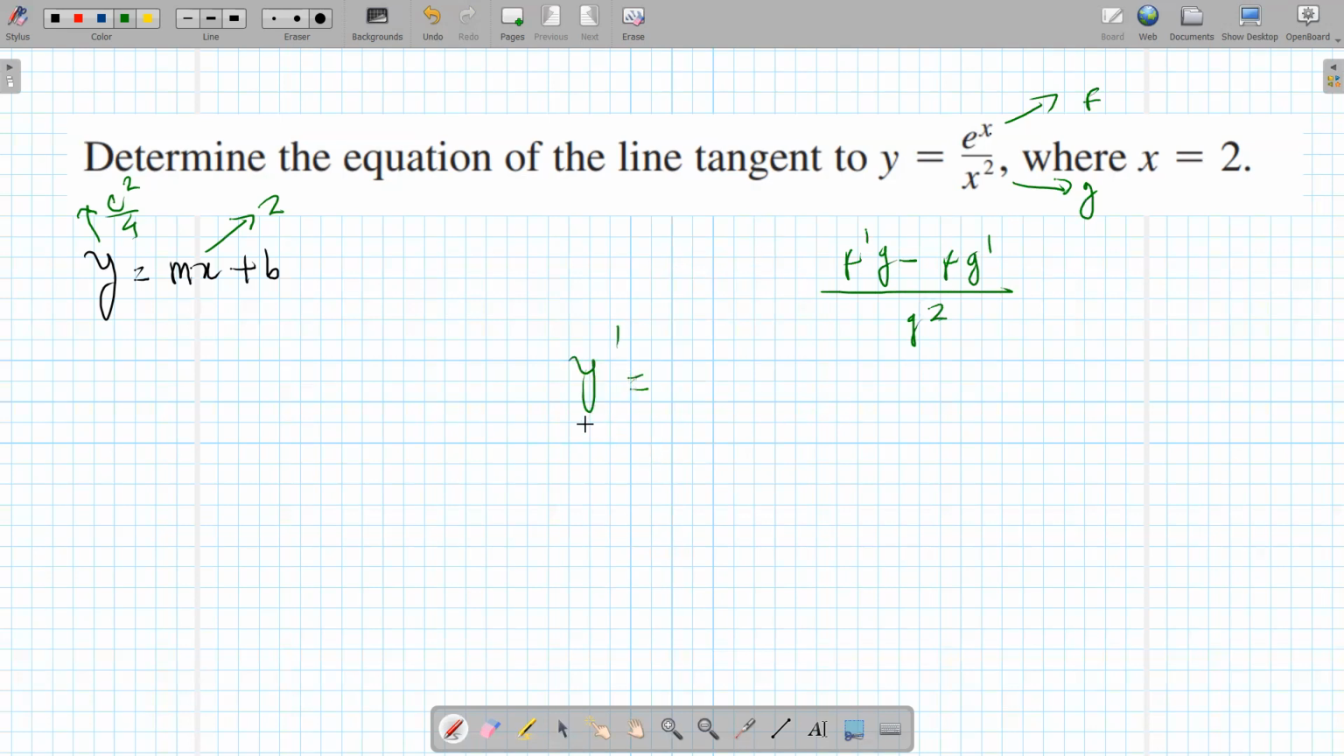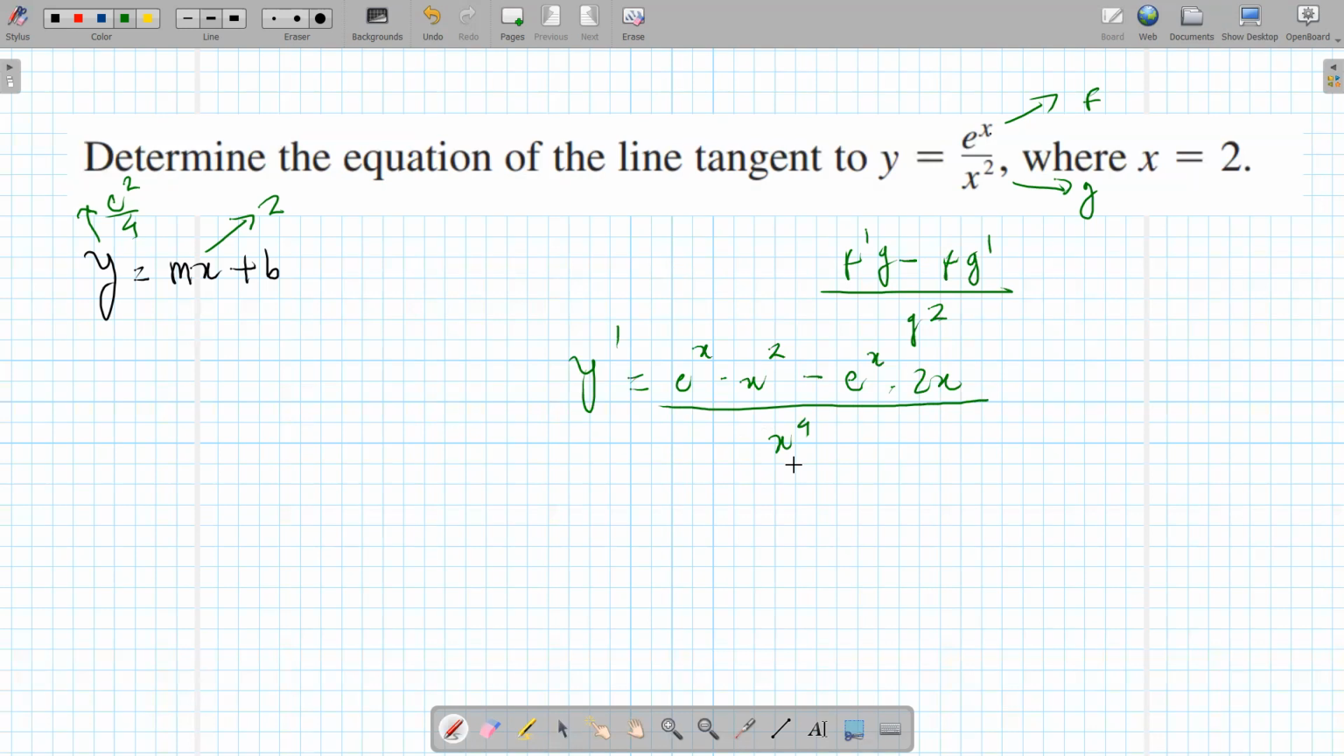So tell me, what's f prime? If f is e to the x, what's f prime? Itself. So you're gonna get e to the x times x squared as it is, g, minus f as it is, e to the x, times g prime. What's g prime? 2x. All over g squared. If g is x squared, what's g squared? x to the power 4. Make sense? This is just y prime.